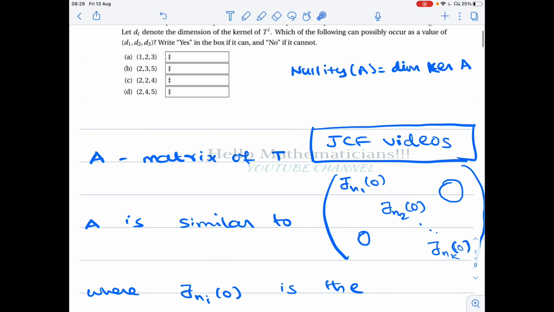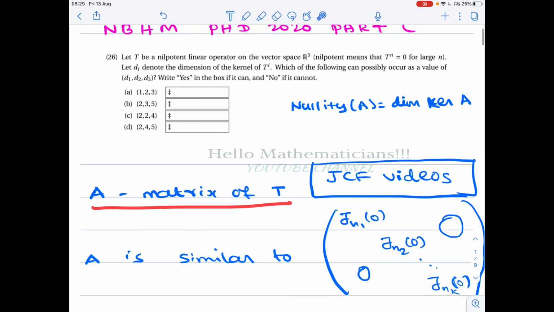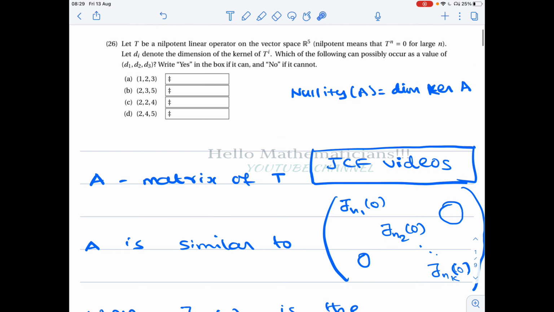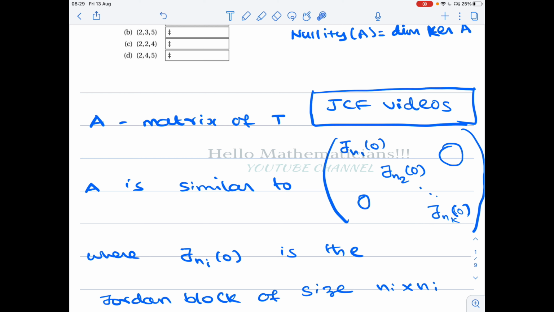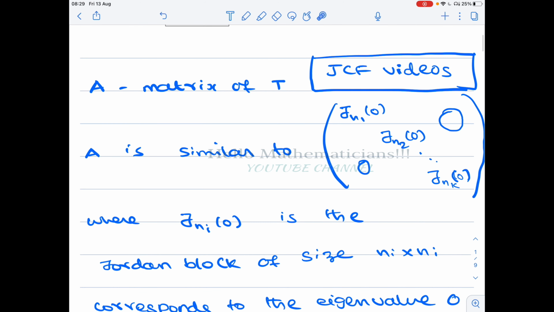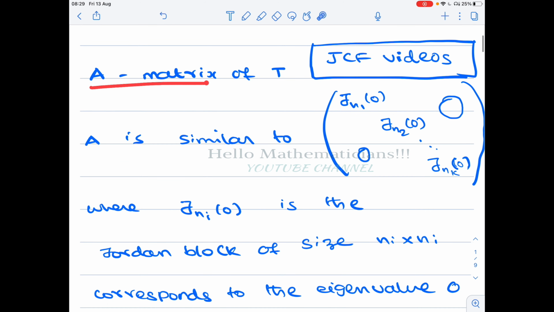Let A be the matrix of T. It is given that T is nilpotent, therefore A will be a nilpotent matrix. Now, since A is a nilpotent matrix, by the Jordan canonical form theorem, A is similar to a Jordan matrix, in which the diagonal entries are Jordan blocks and everywhere else it is 0. Now what is a Jordan block? Since it is a nilpotent matrix, all the eigenvalues are 0. Therefore, all the Jordan blocks correspond to the eigenvalue 0.